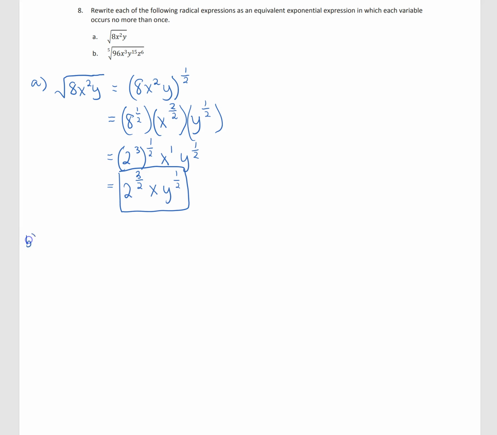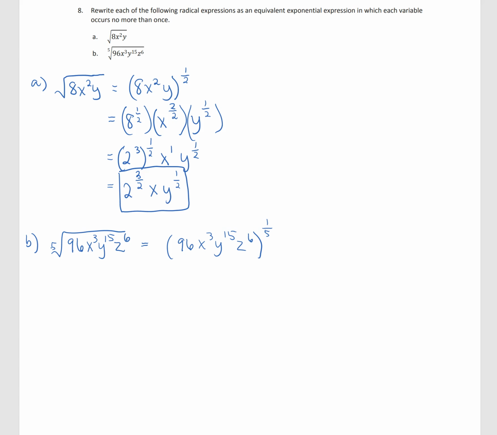Part B, what we have is the 5th root of 96x cubed y to the 15 z to the 6. And again, we can rewrite this as 96x cubed y to the 15 z to the 6 all to the power of 1/5, because we're taking the 5th root of this whole thing.